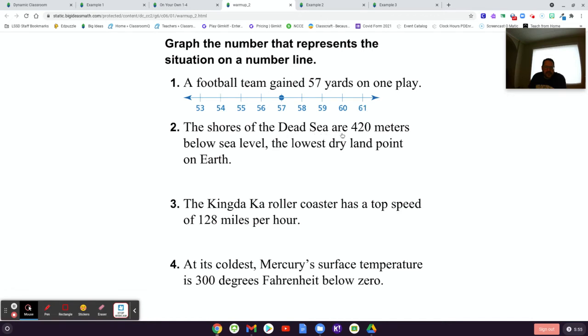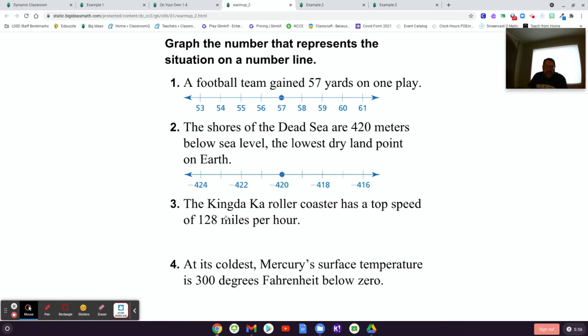Okay, the shores of the Dead Sea are 420 meters below sea level. If it's below sea level, that's a negative number. So again, you could put 0 on here and go by big numbers, or just keep in mind that when you're doing negative numbers, 0 would be over here on the right, and the numbers are counting in this direction. So you'd have -416, -417, -418, and then -420. Bam, there's the Dead Sea.